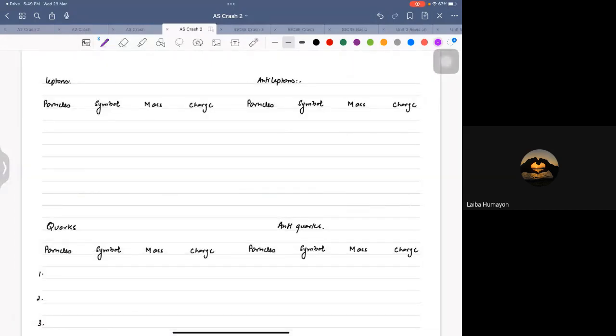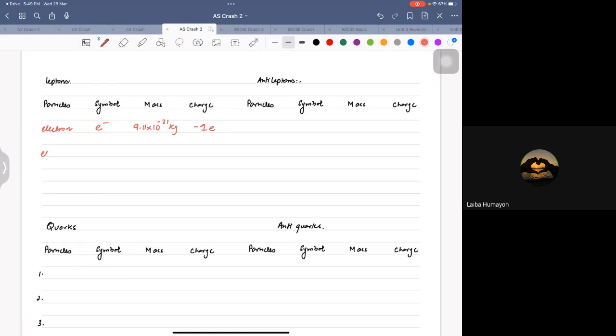So although there are 12 fundamental particles, in our course there are only 2 leptons that we need to remember. The first lepton is an electron. The electron symbol is e minus. The mass of the electron, like I said, is 9.11 times 10 raised to minus 31 kilograms. Charge is negative 1 e.